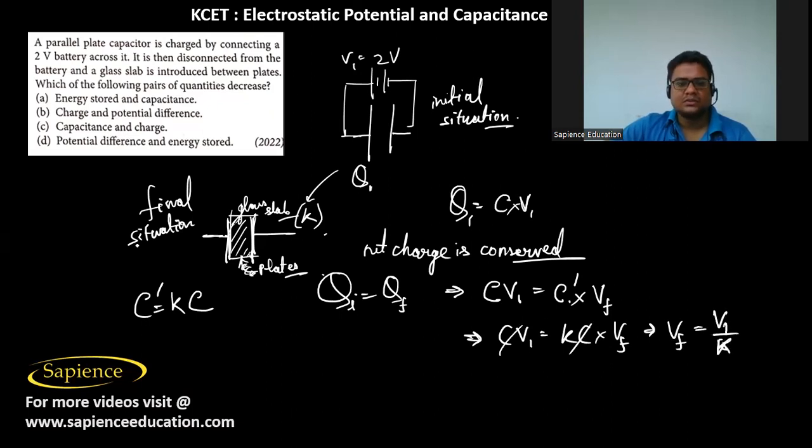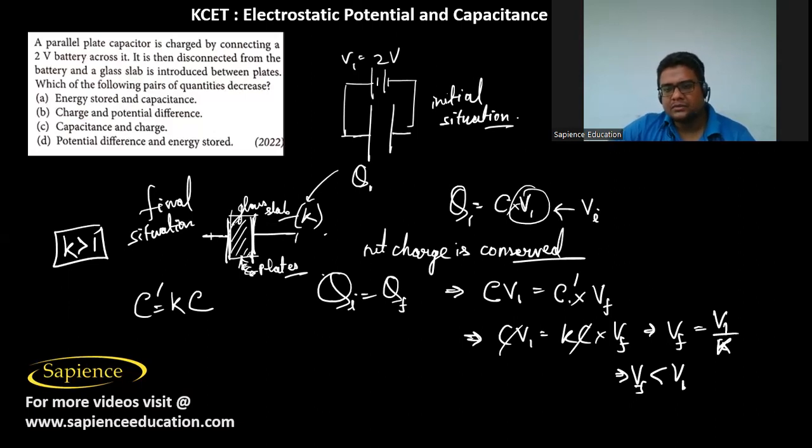So the dielectric constant will obviously be more than 1. So the V final, the final electrostatic potential, meaning the potential difference across the capacitor plates, will obviously be less than V1. Here V1 is only the initial potential difference across the two capacitor plates. So the final potential is less than the initial value, and the Q will remain the same.